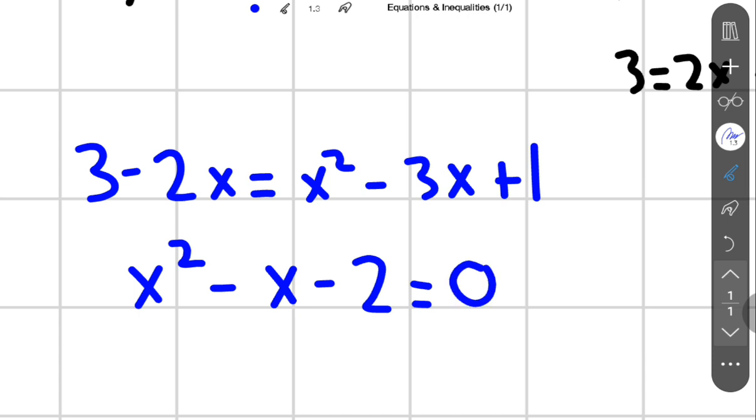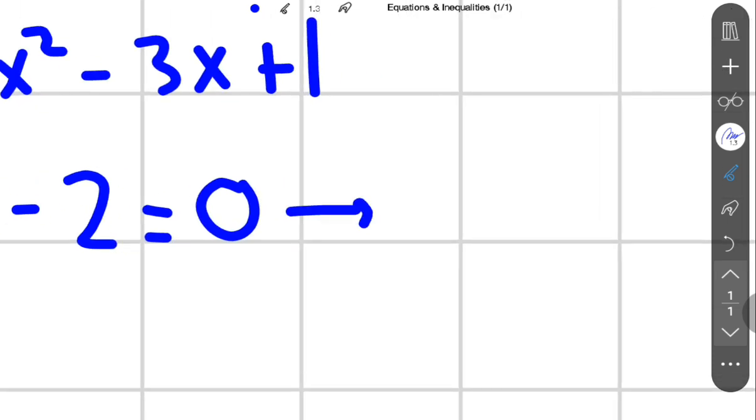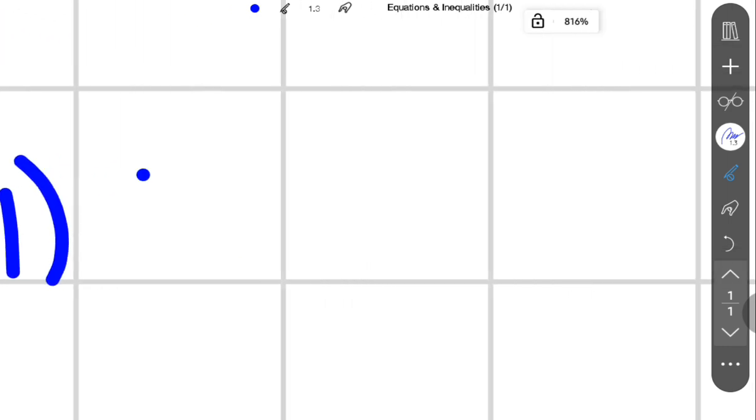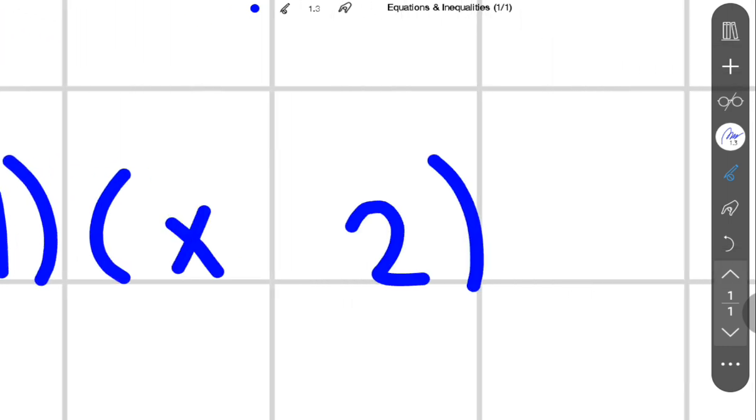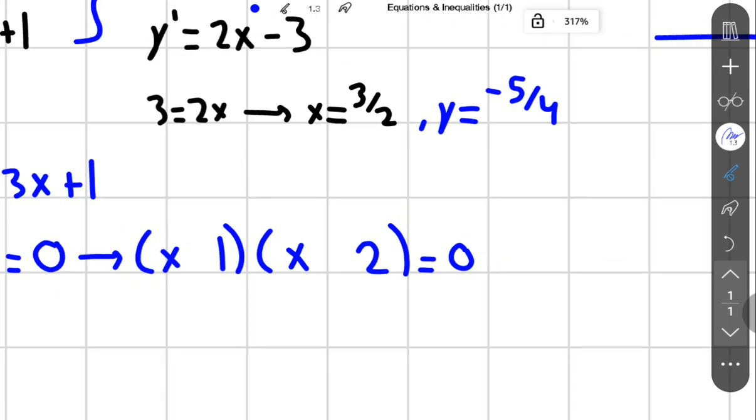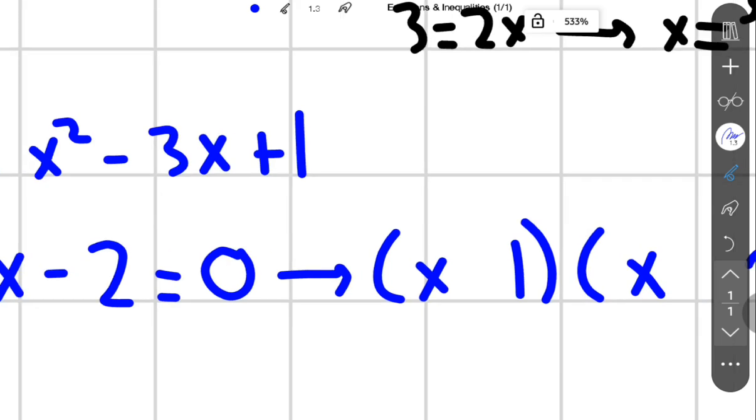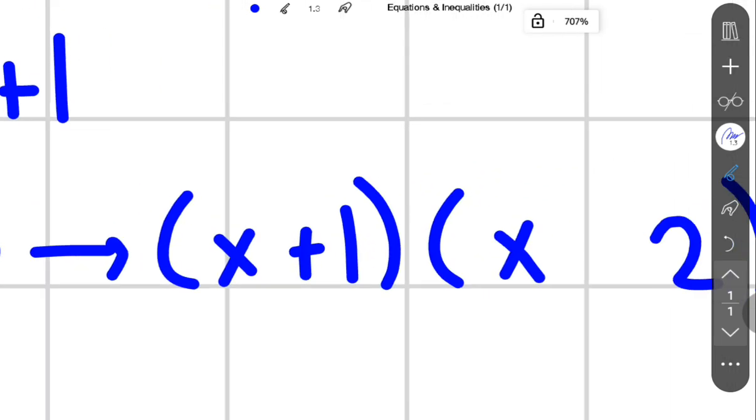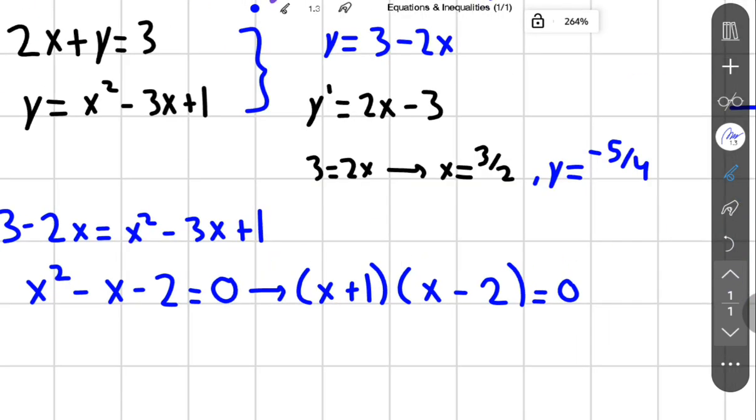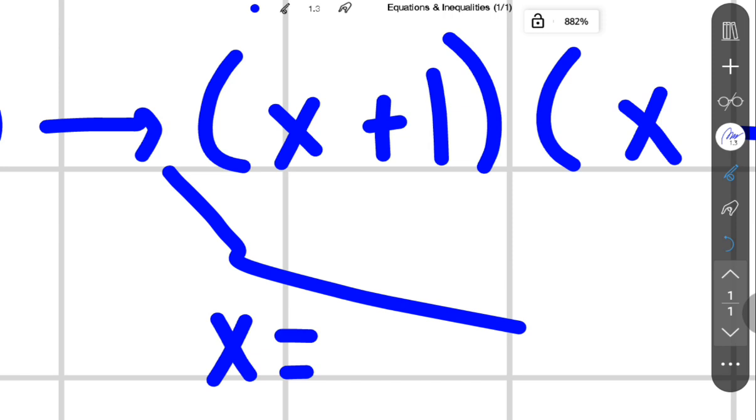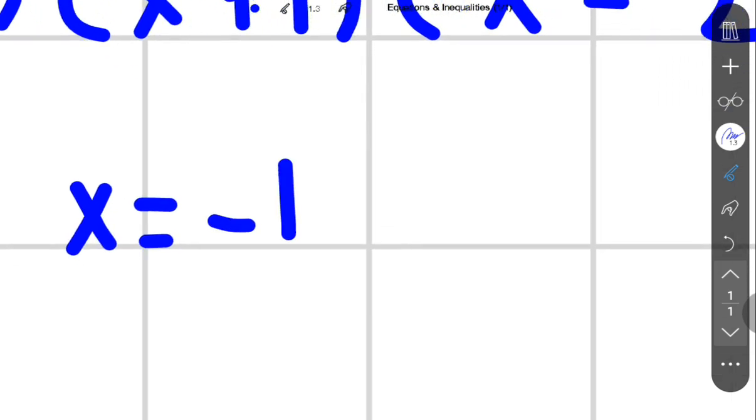equals 0. So I can just roughly imagine x and 1 here as a factorization of this, x and 2 here equals 0. And if we look at the b coefficient, it's negative 1. So I could say this is going to be x plus 1, and this is going to be x minus 2. So this means that the actual x solutions will be negative 1 and 2.